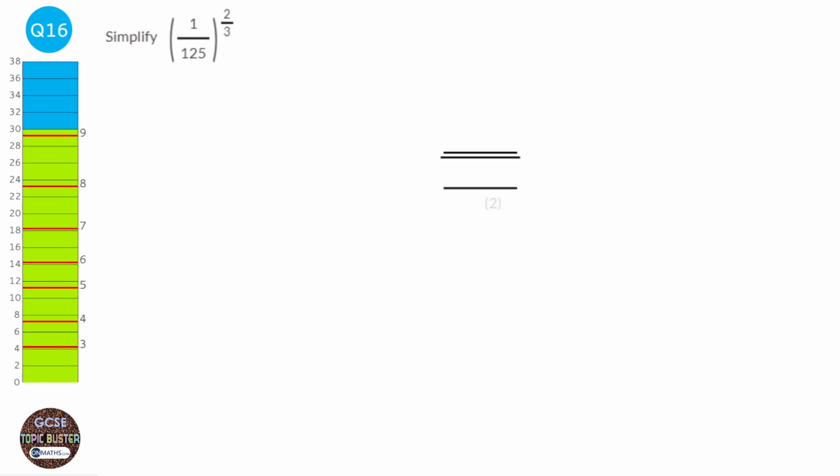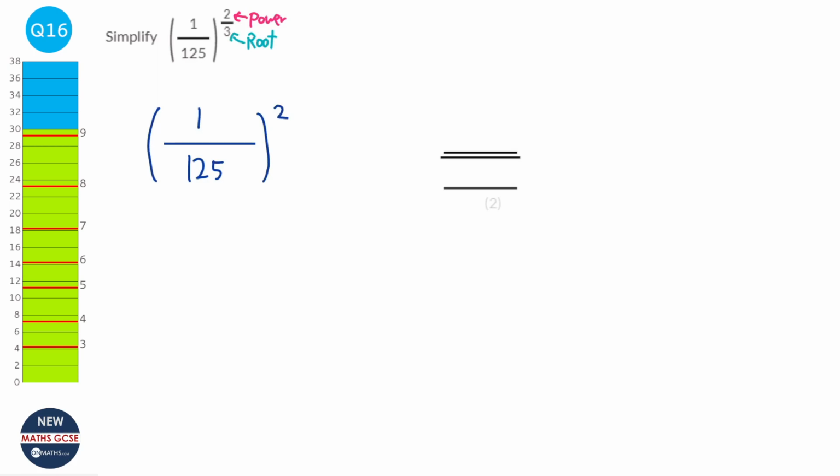The bottom of the fraction in the power tells us the root that we're going to do, and the top is just the power. So the top is just a normal power, but the bottom will tell us what root we're going to do. So I'm going to write out this fraction again. So 1 over 125. And I'm going to deal with that bottom first. So I'm going to leave that power of 2 on the outside.